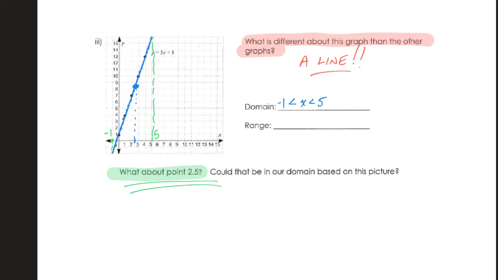Now, that statement isn't exactly true, because if you take a look, at -1, I have a point, and at 5, I have a point. So I also have to include those values, which means I need my equals to. That's how we would state our domain. That is a set of x values. Everything between and including -1 and up to 5.